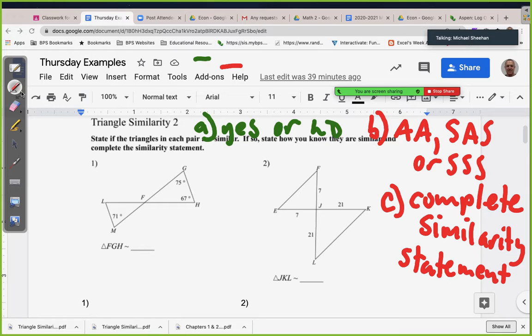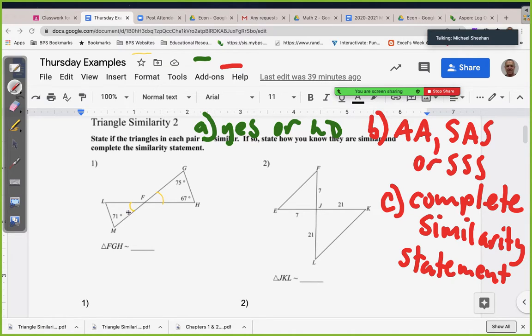So let's start off with number one. There we go, finally I got the small pen. All right, so first of all, I have two vertical angles.